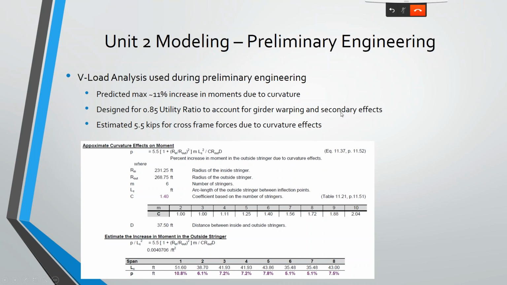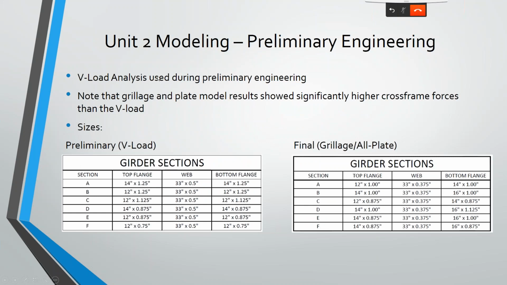Those are internal force effects, and that's the limitation of the method. We also estimated about 5.5 kips for cross-frame forces. This is definitely an underestimate of what we ended up with, so do watch out for that in the V-load analysis. You probably will, particularly with high curvature, underestimate your cross-frame forces by that method. Again, this was used during preliminary engineering. We had originally sized these a little bit larger on the web. We were a bit conservative, and then we were able to take that down in our final analysis.